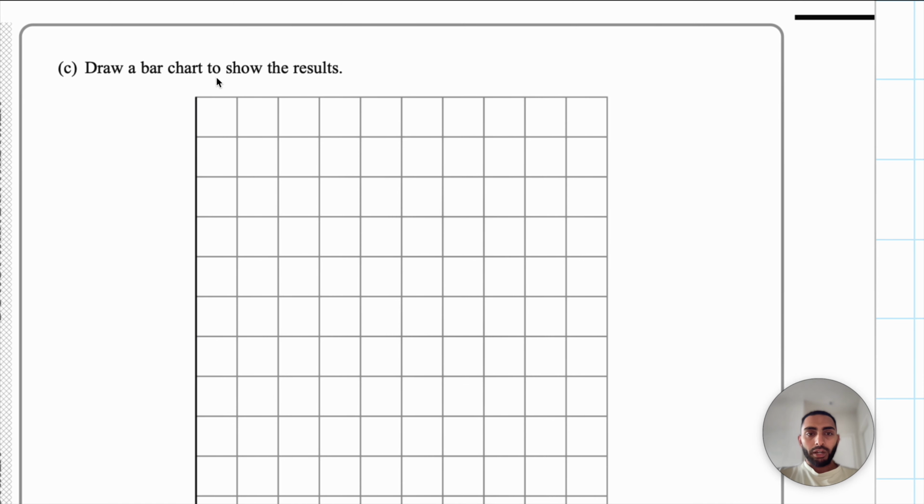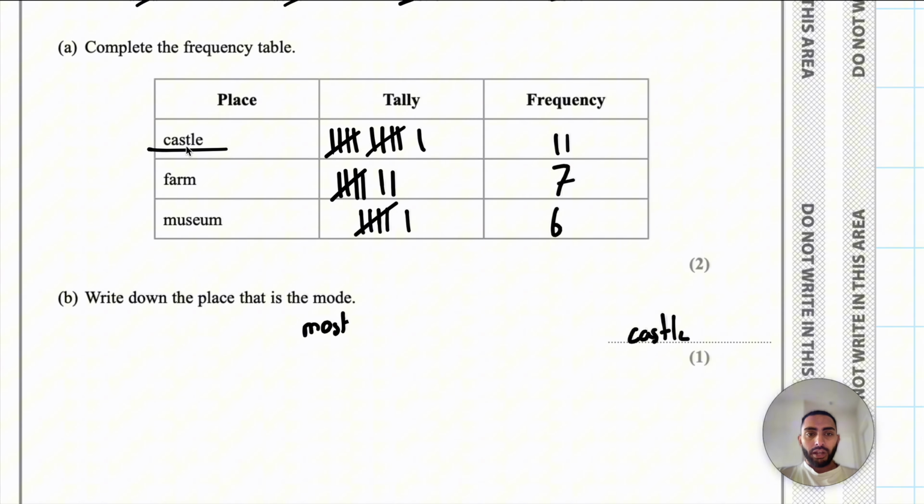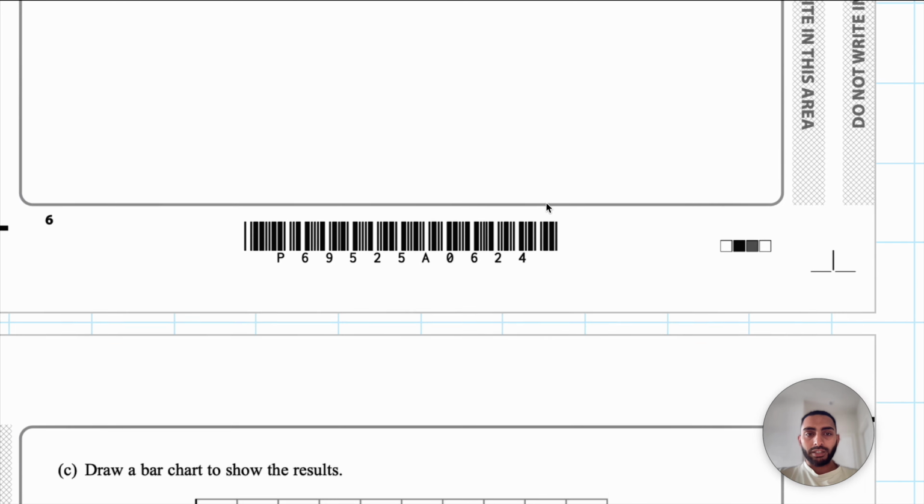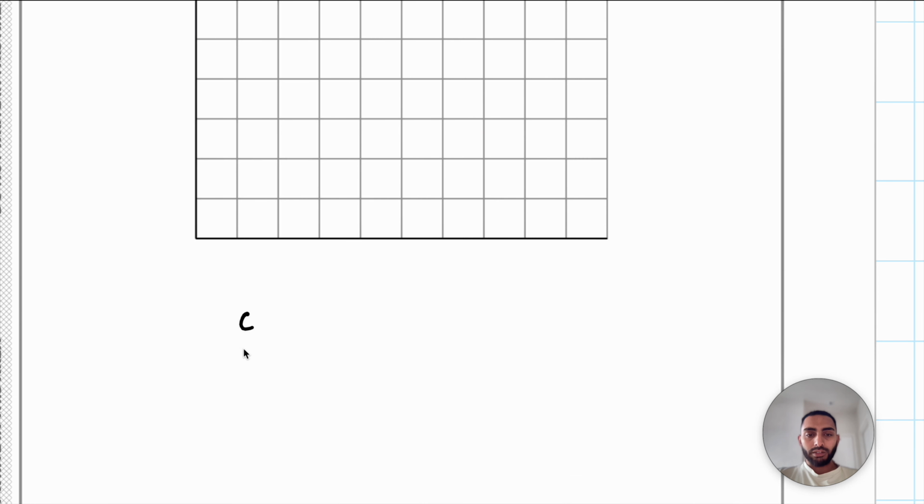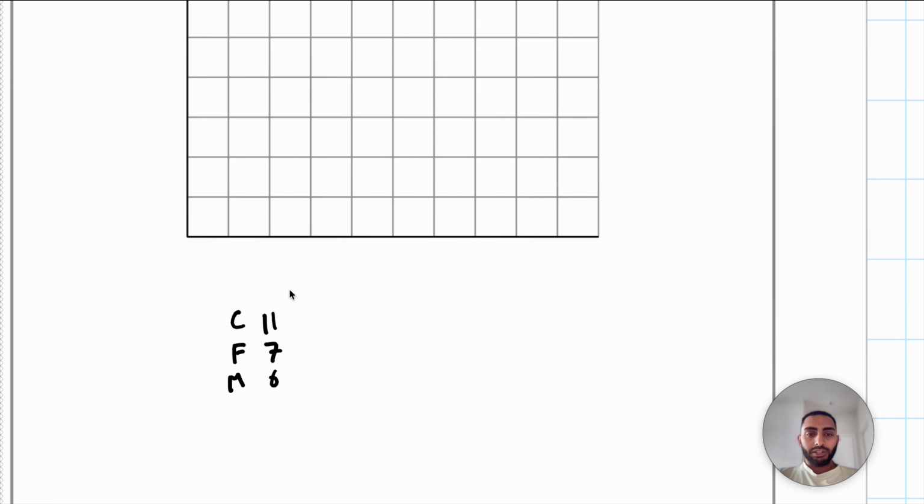Question C, draw a bar chart to show the results. So I have castle, farm and museum, 11, 7 and 6. I'll just write that down. The first thing that I'm going to do is put my y-axis on. So I'm going to have my frequency on my y-axis. That's the one going up and down.